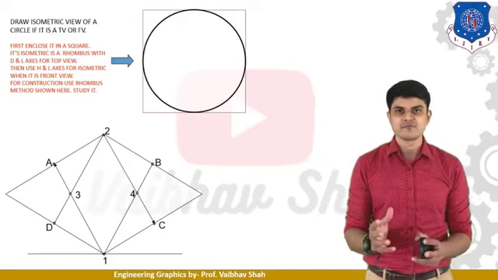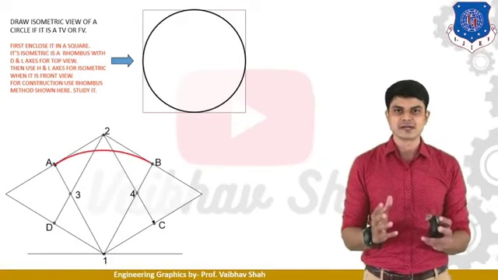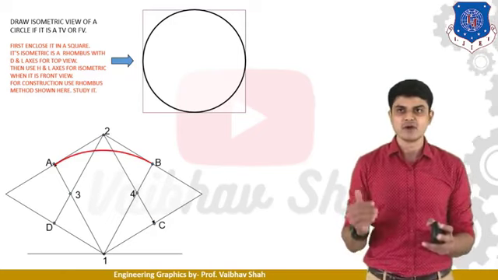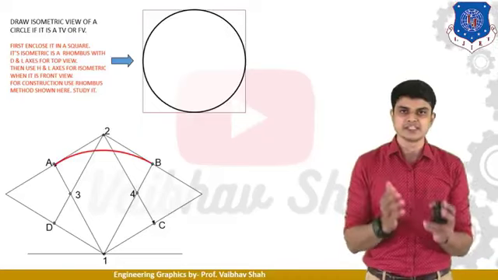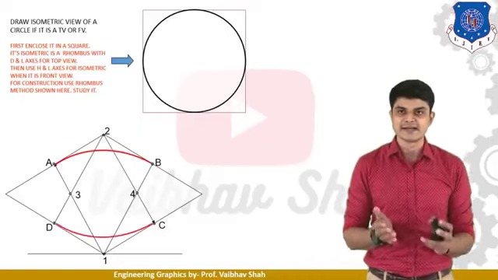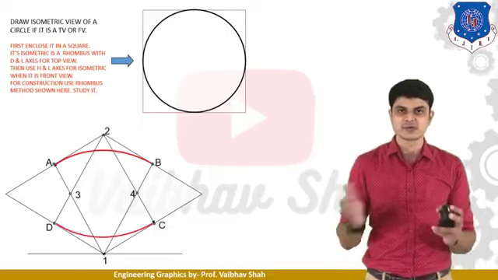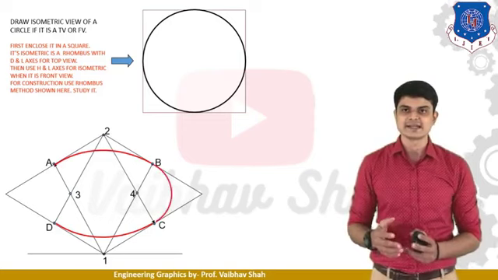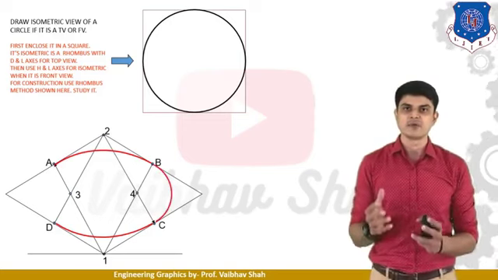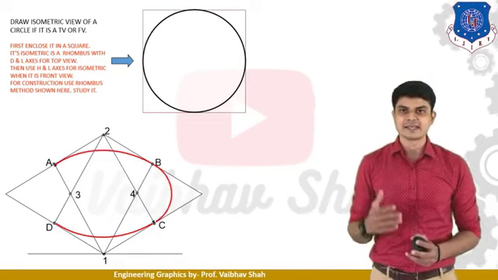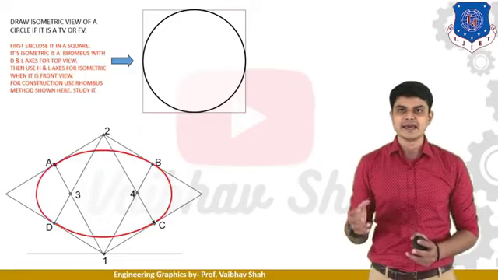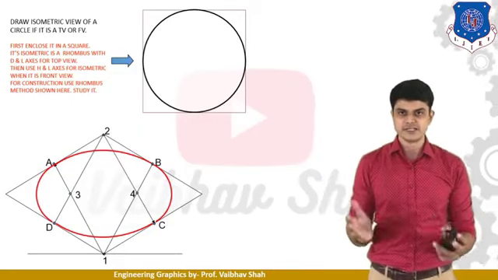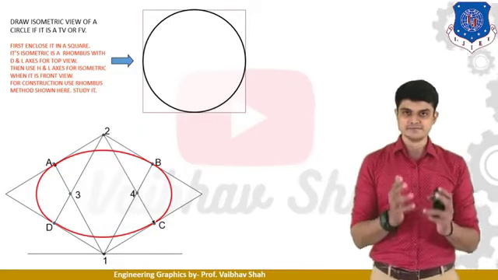We need to take the first point and draw one arc. Let us take point 1 as the center and 1A as the radius. Draw one arc until you reach the point B. Now take point 2 as the center, take 2C as the radius, and draw the arc until you reach point D. Now take point 4 as the center, 4C as the radius, and draw one arc until you reach point 4B. Then take point 3 as the center and 3A as the radius, and draw one arc starting from 3A until you reach 3D. So this is your circle generated by the four-centered method.